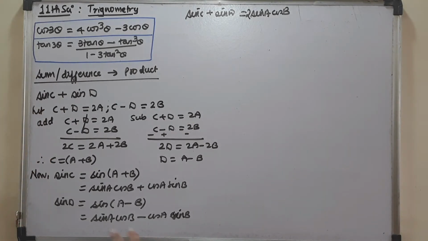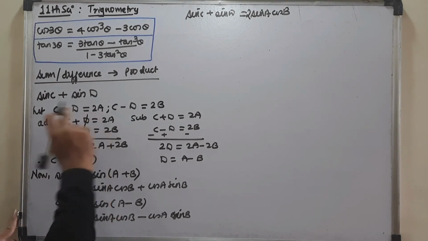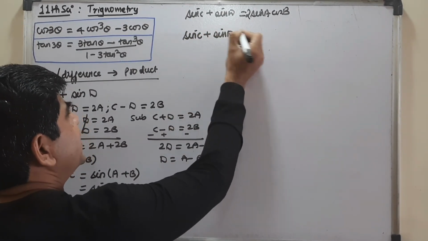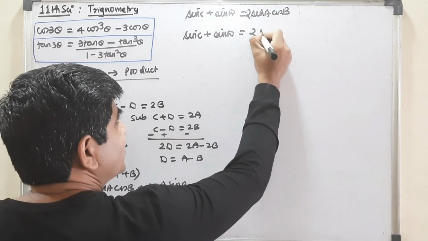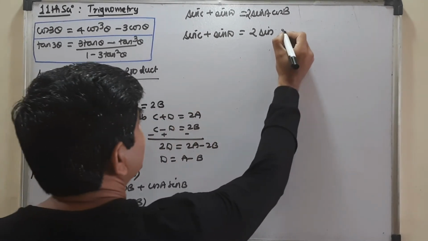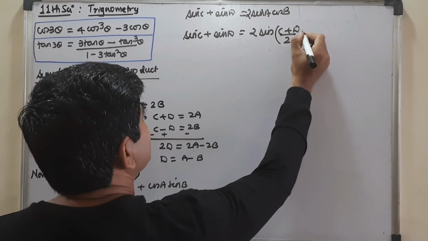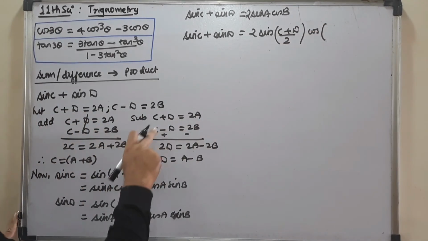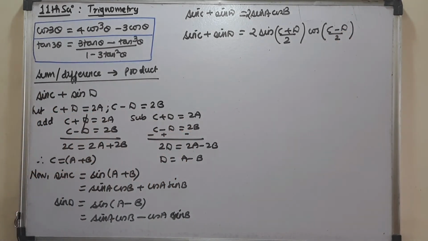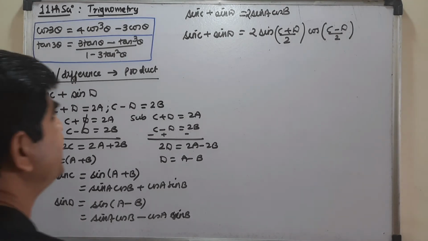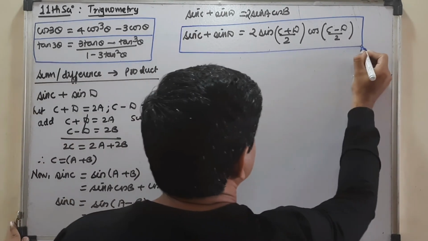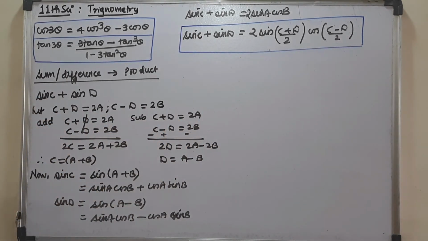So convert it back to the original form. Where did a go? Here is a. So here I get sin c plus sin d is 2 times sin, with a becoming c plus d by 2, into cos, with b becoming c minus d by 2. Okay, so the formula for sin c plus sin d becomes 2 sin of c plus d by 2 into cos of c minus d by 2.